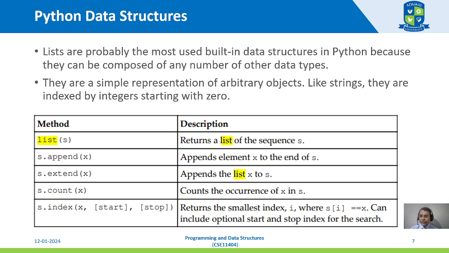The difference between append and extend is that in append we can insert a single value at the end of the list, and in extend we can insert multiple values at the end of the list. We can count the number of occurrences of a value in the list by passing a parameter to the count function, which value we want to count. Similarly, using the index function we can identify the index of a particular value present in the list.